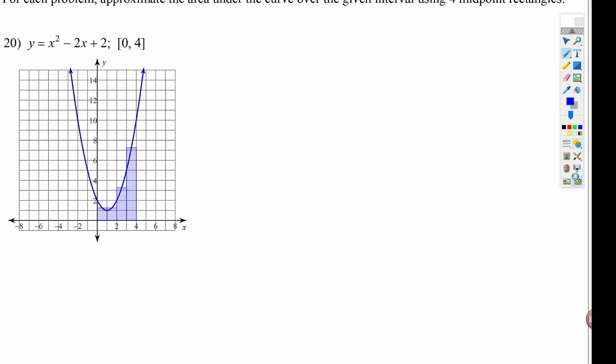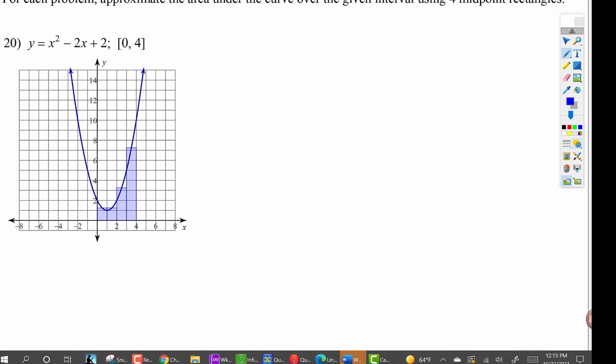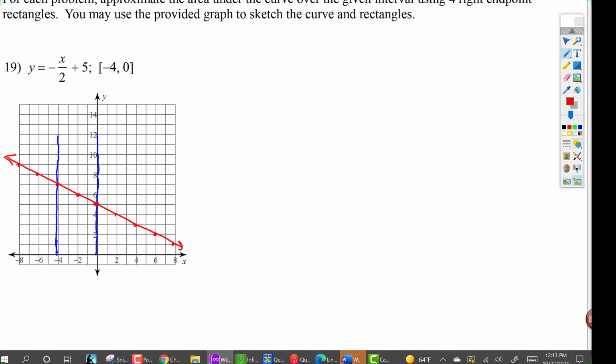Oh, I know why I was doing that one, because the previous one was using the left endpoints. Here, let me pause this. Okay, so now we're using the right endpoints. So we're going from -4 to 0. And all I did with that red line is I sketched this. I started here at 5, and I went down 1 over 2, down 1 over 2, and then I went up 1, back 2, till I had that line drawn.